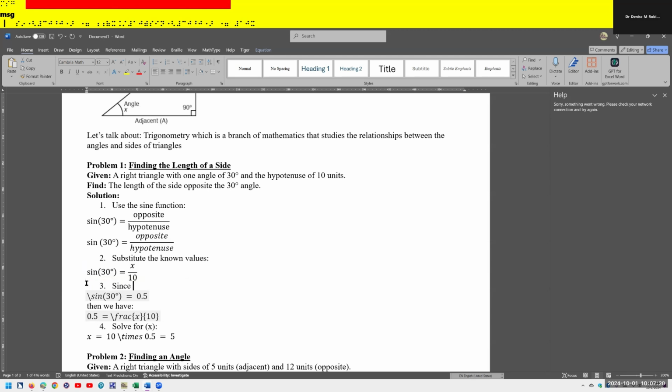So let's keep going down. 3. Since math content: backslash sine of open paren 30 degrees close paren is equal to 0.5. Let's do it. Control equals. Control equals selected: sine open paren 30 degrees comma close paren equals 0.5 si.